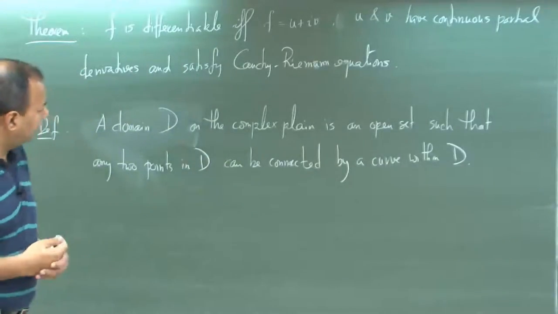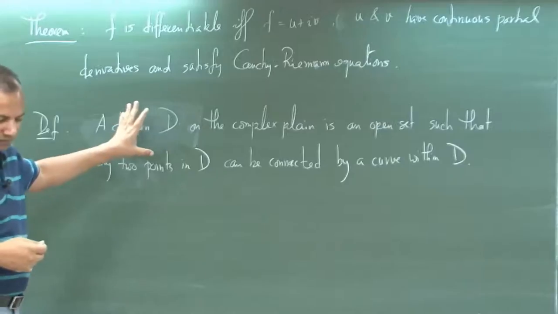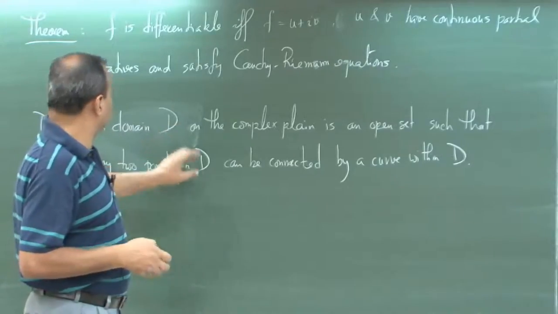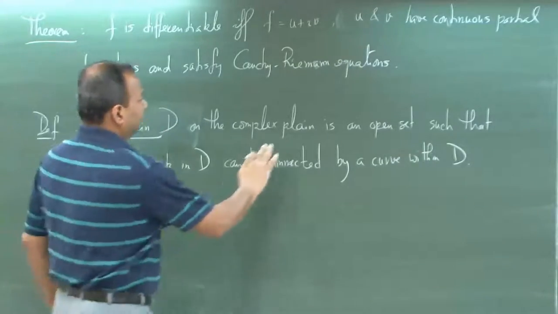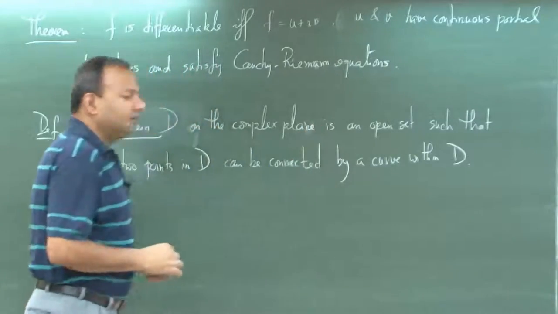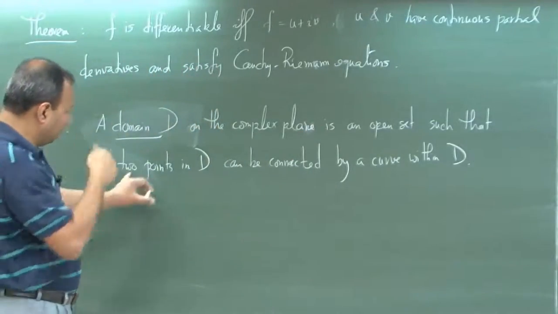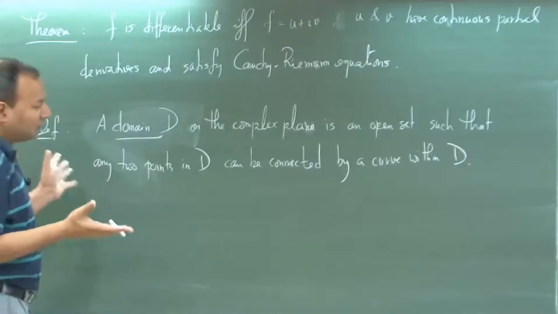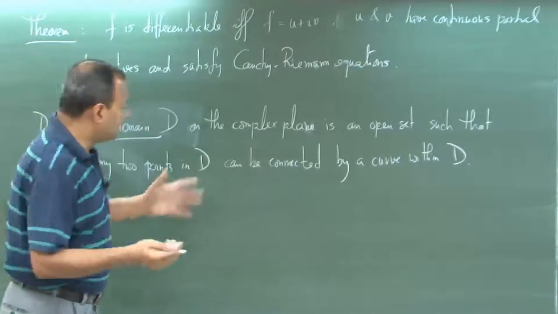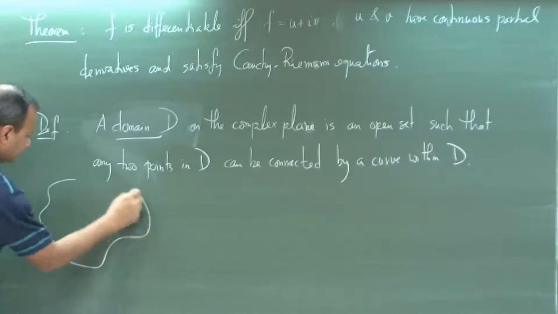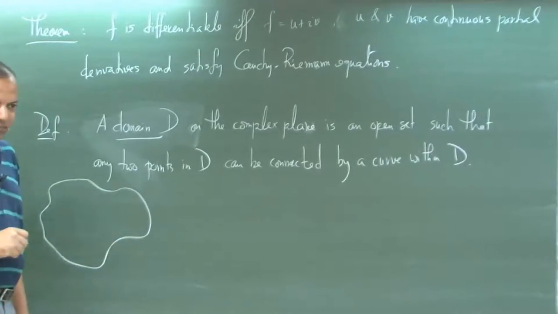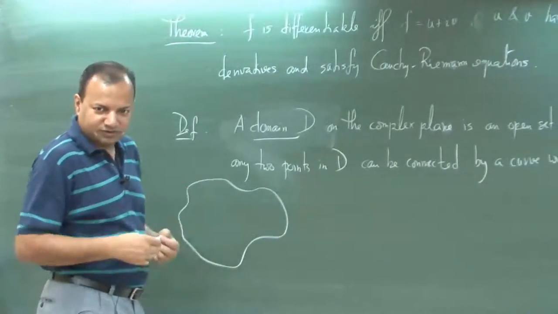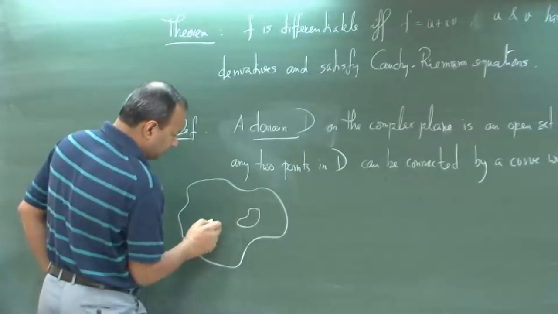So this is the type of sets we will be interested in. D is a domain on the complex plane if D is an open set, and any two points in D can be connected by a curve within D. It's a formal way of saying something very simple, that D is a region on the complex plane which does not consist of disjoint parts. It may have some holes in it, which is fine.